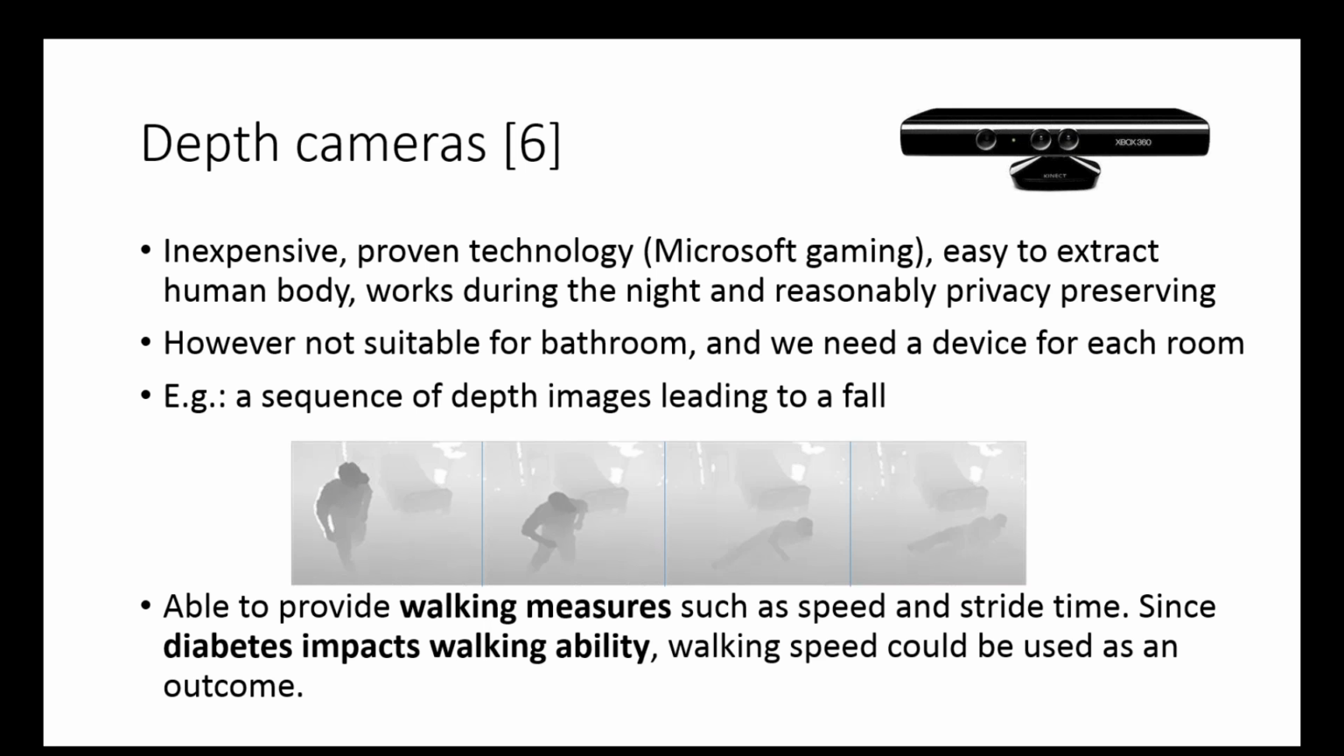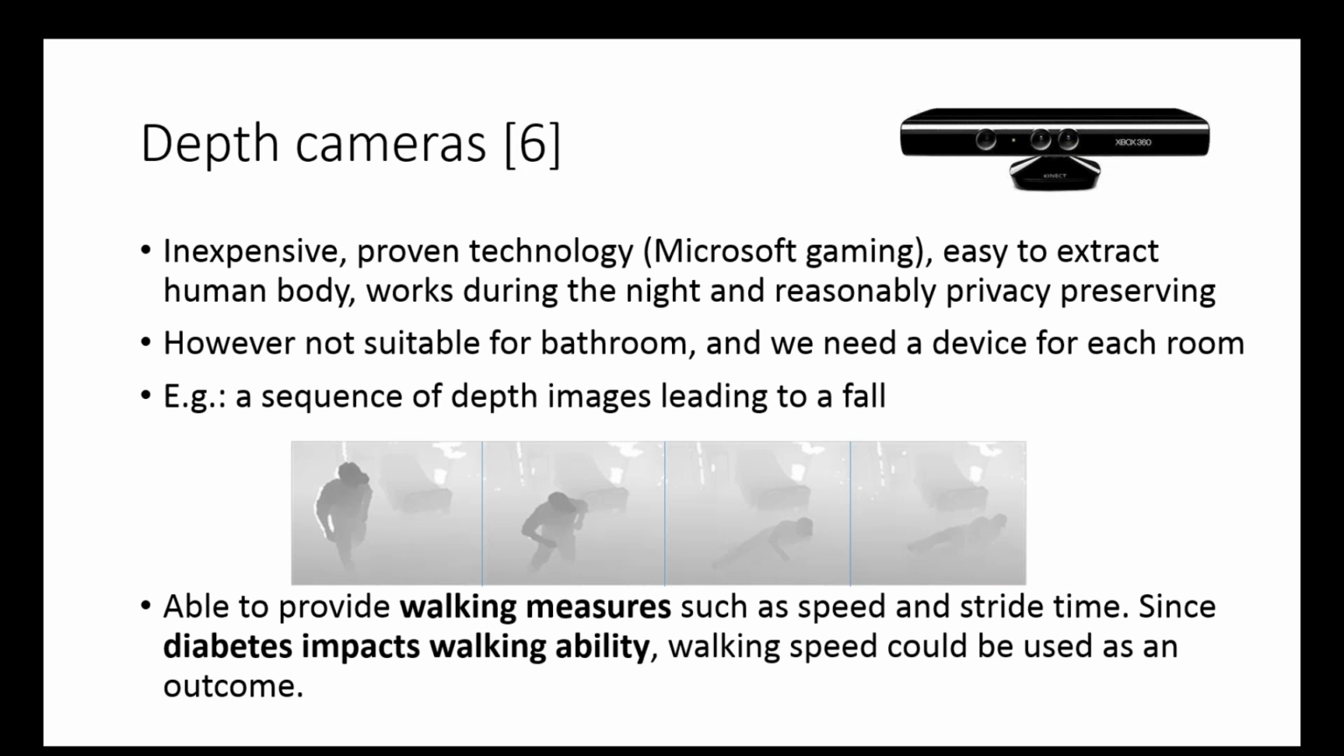And it is reasonably privacy protecting. You don't see the guy really. I mean, the skin could be without clothes. However, you cannot put it in the bathroom, and then you still need one for each room. So if you want to see the activity in the entire apartment, it doesn't really work well with just one. However, you can use it to compute even in one room, and that's what we do in TigerPlace.